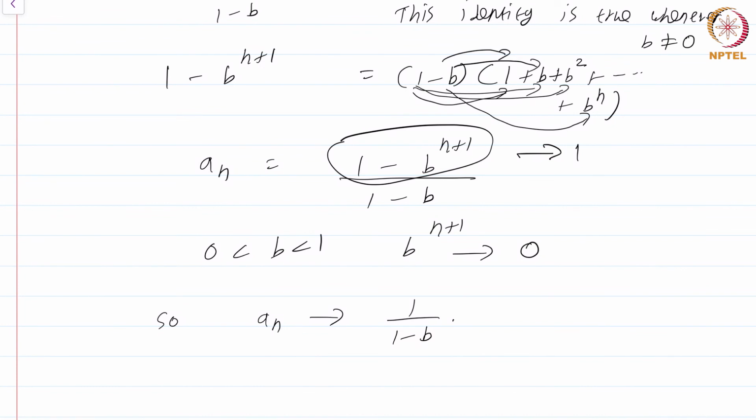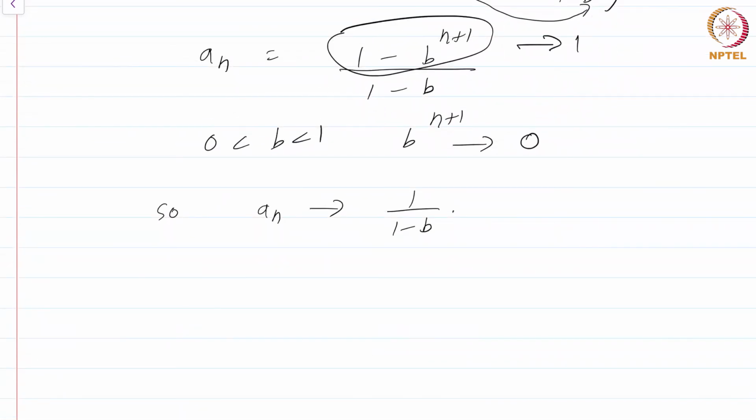Okay, excellent. Now what happens if -1 < b ≤ 0? Again, I leave it to you as an exercise. Hint: you get exactly the same thing. So this shows that the geometric series converges to 1/(1 - b). Excellent. Now, one more example before we conclude this set of examples.